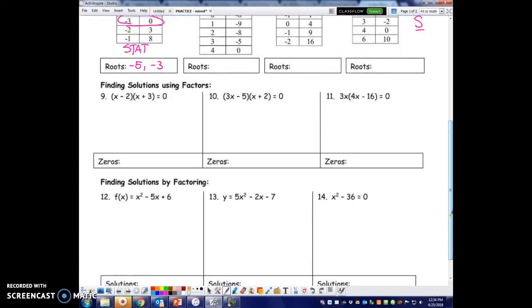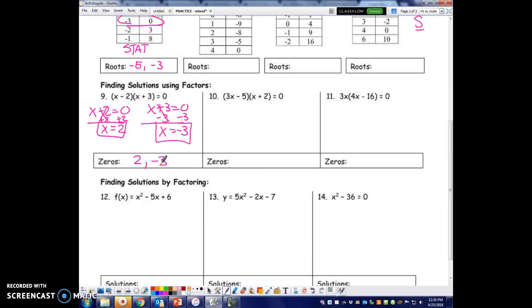Now, finding the solutions using factors. There's two ways you can do this. You can do x minus 2 equals 0 and x plus 3 equals 0. That's just splitting these up. Then you solve for x. So x here equals +2. Then you subtract the 3 on this side. X equals 0 minus 3 is -3. And your solutions would be 2 and -3.